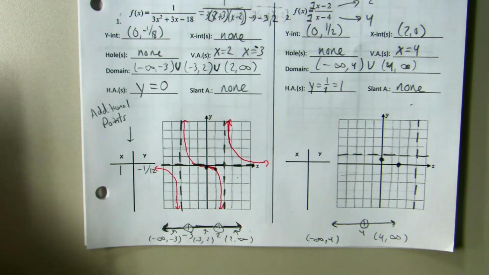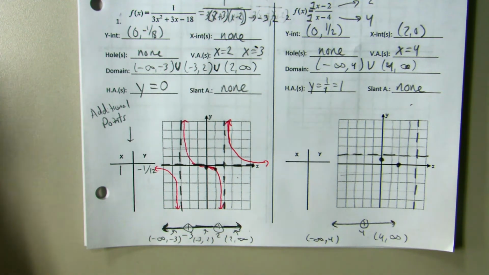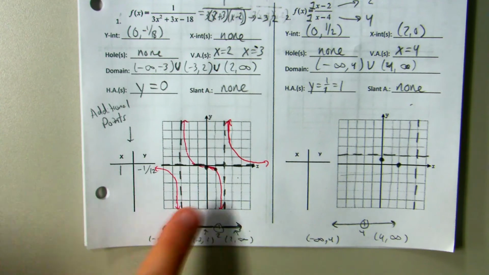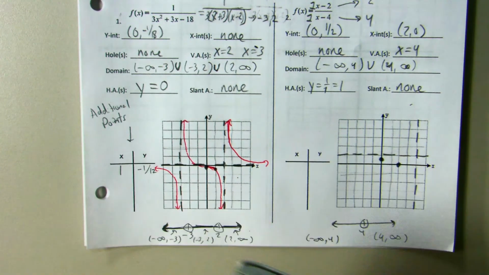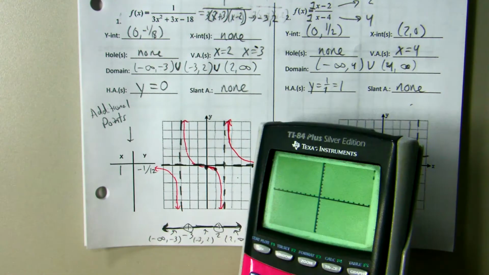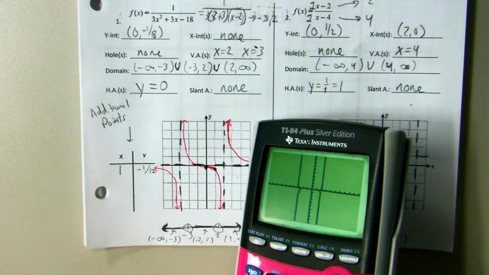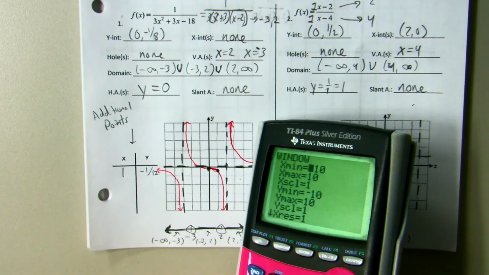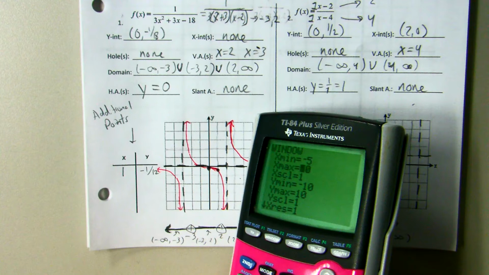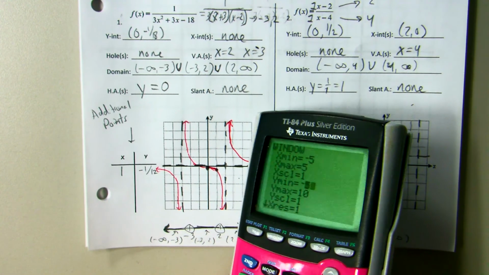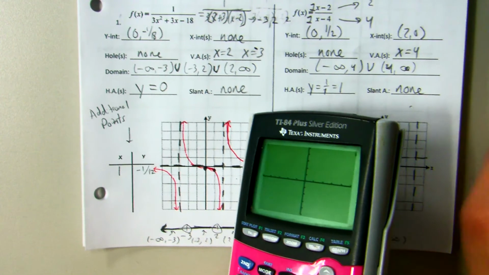Now, that's not going to be 100% perfect. The only way I could do that is if I was willing to plug in all of these x values, which is basically what your calculator does. And you might want to change the window settings to negative 5 to 5 because that's what we have.